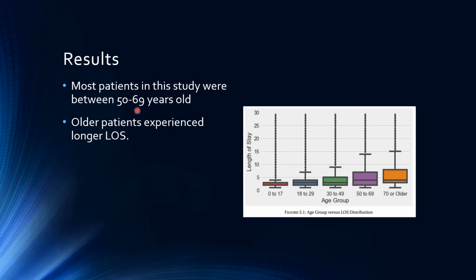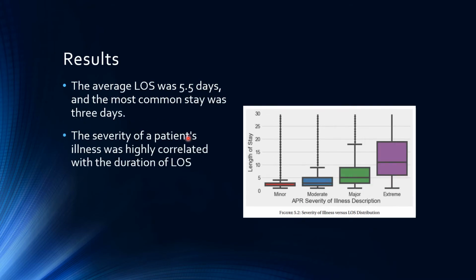Results. Most patients in this study were between 50 to 69 years old. As we can see from this graph, older patients experienced longer LOS. As we can see, those 70 or older had the longest LOS. The average length of stay was 5.5 days, and the most common stay, or mode, was 3 days.